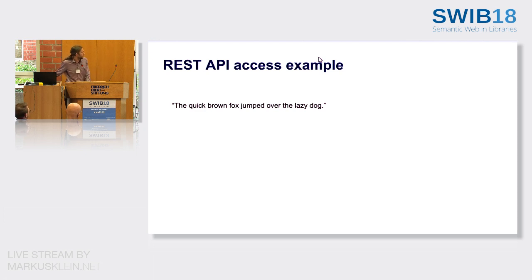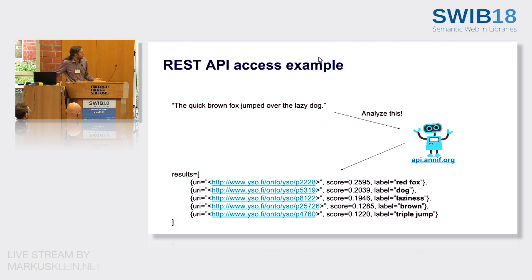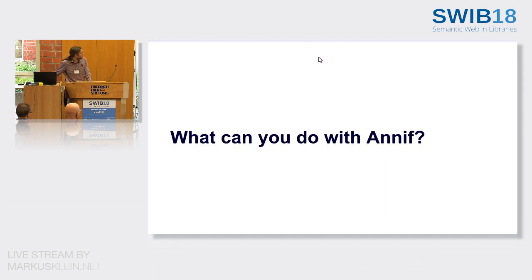There's a REST API. Here's just a very simple example, but you have some text, and then you give it to the API and say, analyze this, and the API will respond with a very simple JSON structure with URIs, labels, and scores. So it's really quite simple to hook into this. And there's also a Swagger specification, so you get nice interactive documentation.